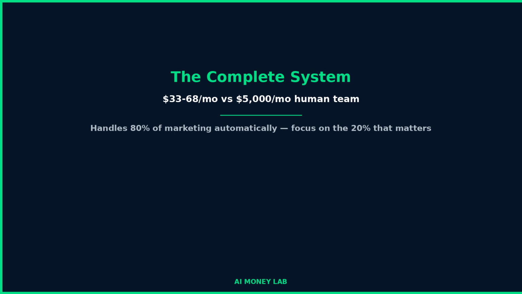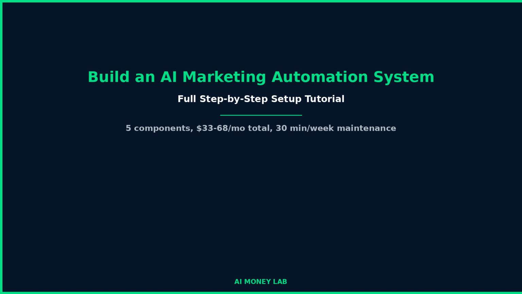I wrote all 5 emails once using ChatGPT, loaded them into Mailchimp, and now every new subscriber goes through this sequence automatically. I get new subscribers every day from my YouTube videos and social media, and the email sequence converts about 3% of them into paying clients. Cost: $13 per month for Mailchimp's Essentials plan.